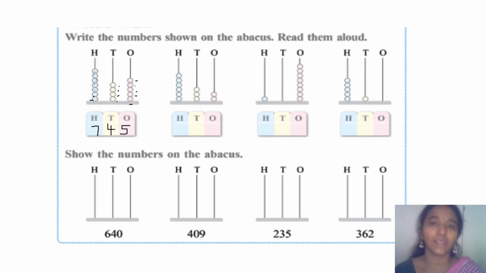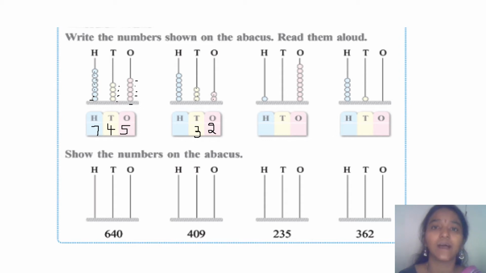745. Okay. And the next sum. Under ones, how many are there? 1 and 2. Right. So I'll write 2 over here. Next. Under tens, 1, 2 and 3. So under tens, I'll write 3 over here.